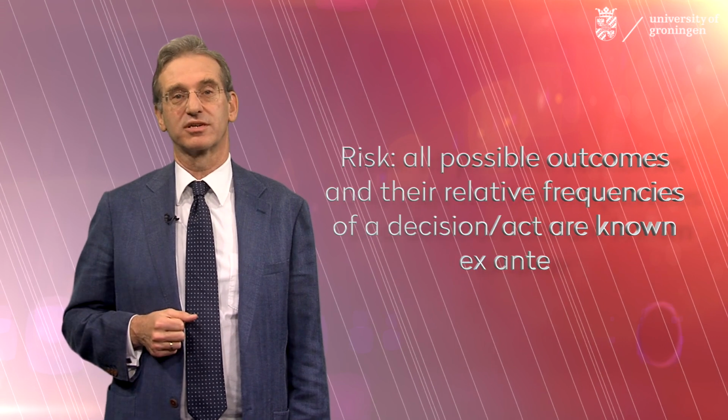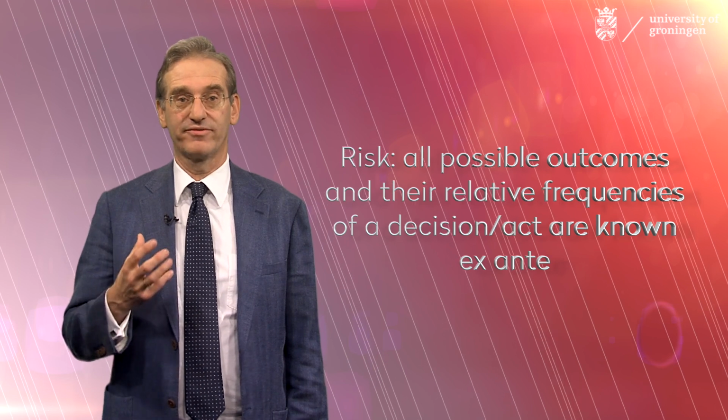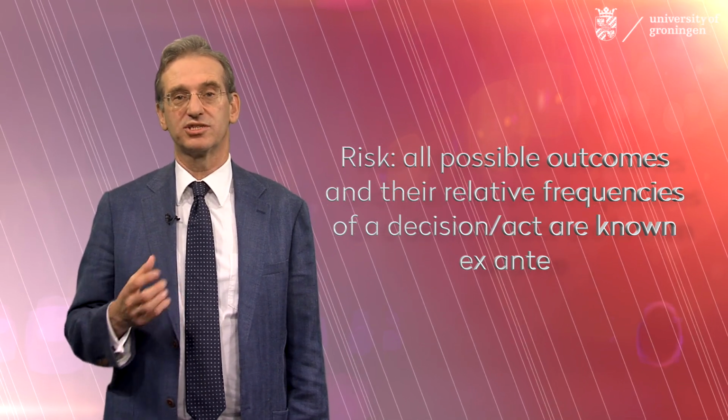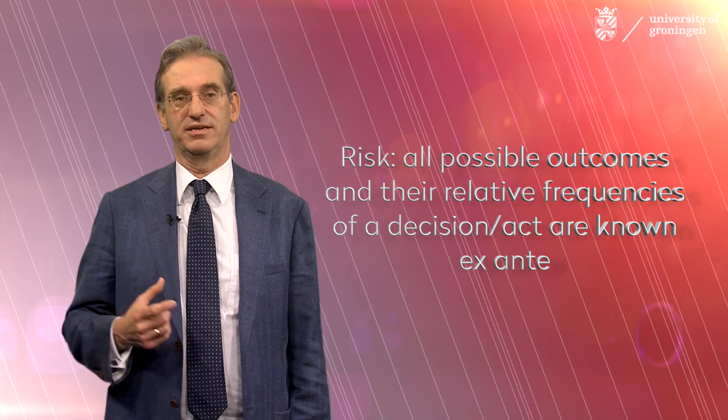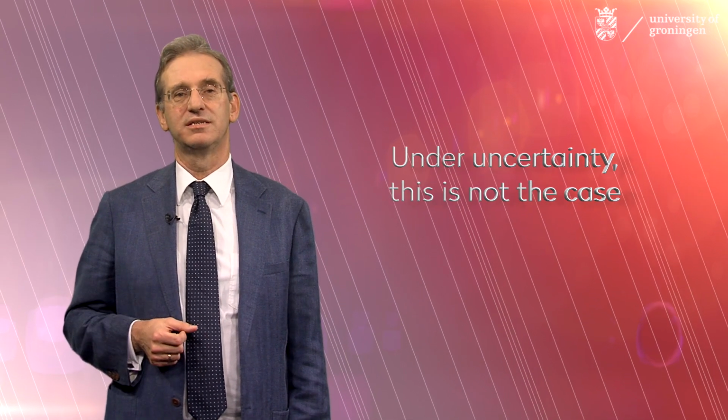What is a situation of risk? In a situation of risk, all possible outcomes and their relative frequencies of a decision or an act are known ex ante, before you take the decision. Well-known example there, if you throw a dice, you know that there are 6 possible outcomes, but you do not know in advance which one will occur. But you are certain that it will be one of these 6. That's a situation of risk. Under uncertainty, this is not the case. You do not know all the possible outcomes of a certain decision or act.